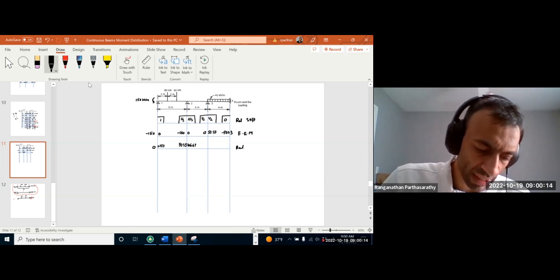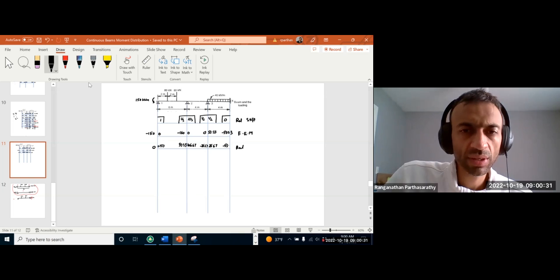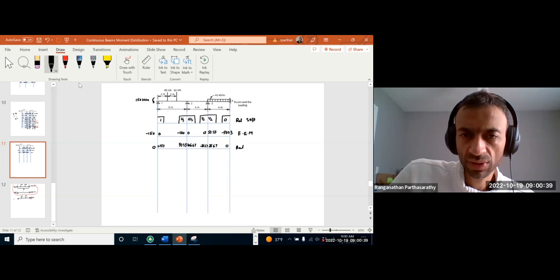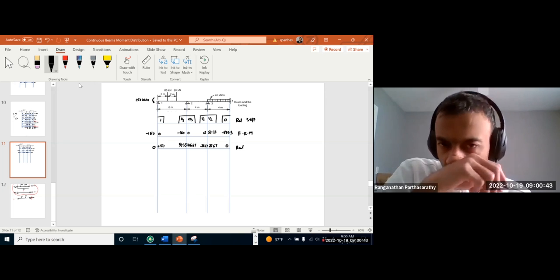So we need to apply negative 53.33. So half of that, negative 26.67, will go here. Half of that will go here. And this will remain the same, so we are not applying anything. So we just keep it as 0. We don't need to balance anything. Then carry over.